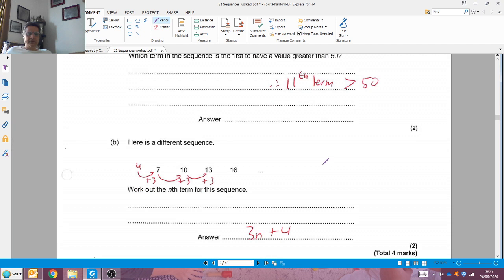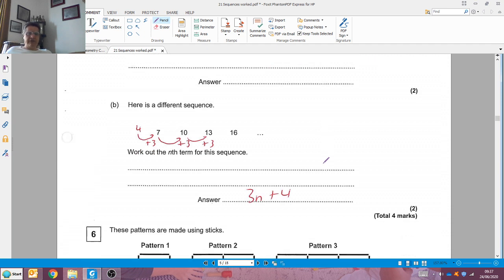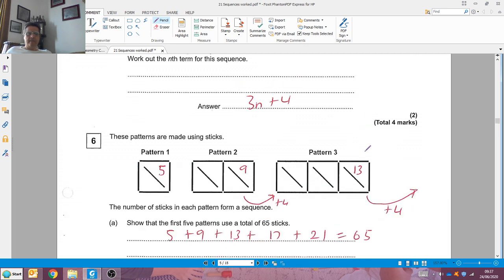Here is a different sequence. What's the nth term? Well, it's just straightforward linear. +3 all along, 3n. 4 + 3 makes 7, so the 0 term is 4. There it is, tick, tick, 2 marks.